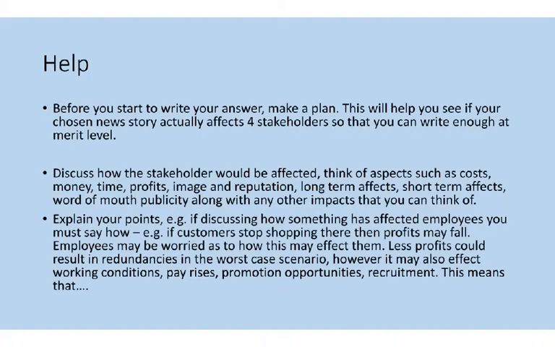So before you start to write your answer then, make a plan. This will help you see if the new story that you've chosen actually affects 4 stakeholders so that you can write enough in order to be able to pass the merit level. Quite a few of you in class have been able to write about 2 or 3 and then you get stuck. So if you plan it out first and decide which 4 you'll choose and think what you could write about, then you'll know that you can actually answer the question.